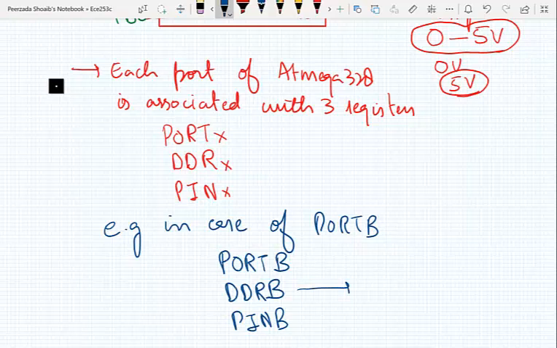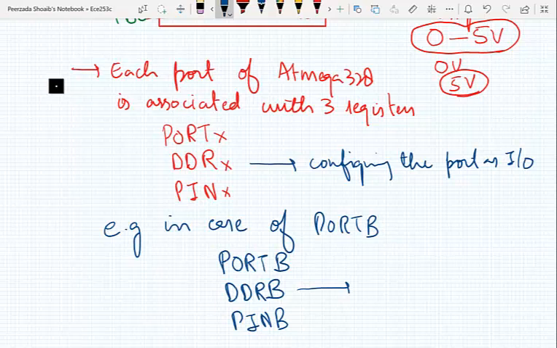DDRX is used for configuring the port as input or output. We need to configure it. How do we configure a port as input or as output? We'll see that in a moment. So we need to configure the port before writing anything to the port, or before getting the data from it. We need to configure it either as input or as output.